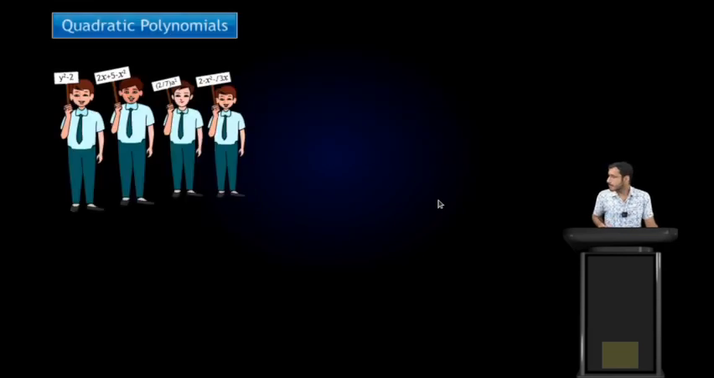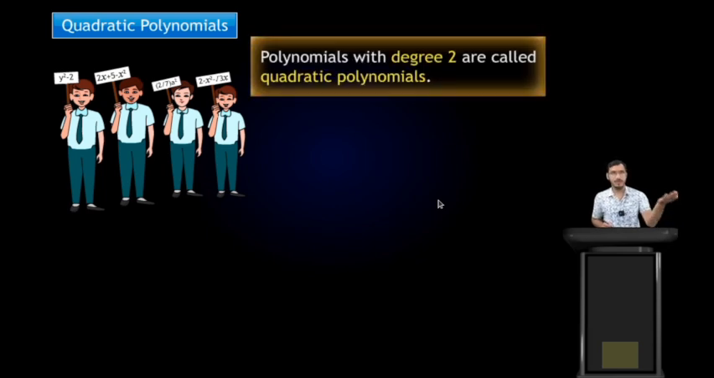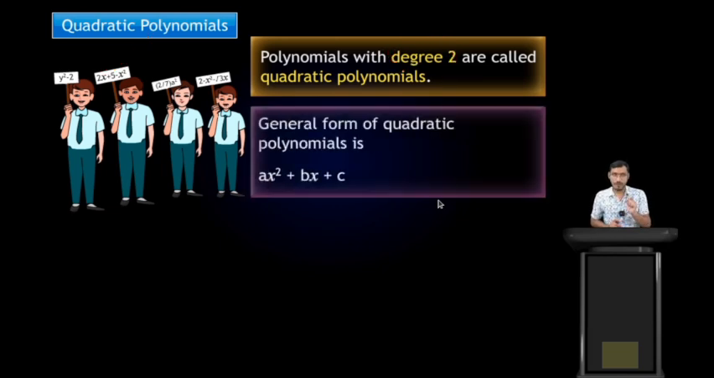Now quadratic polynomials: polynomials with degree 2 are called quadratic polynomials, and degree 2 means the highest power of the polynomial is 2 here. You can see the polynomials y square minus 2, and the second one, 2x plus 5 minus x square. So here the highest power of the polynomial is 2, that means it's a quadratic polynomial.